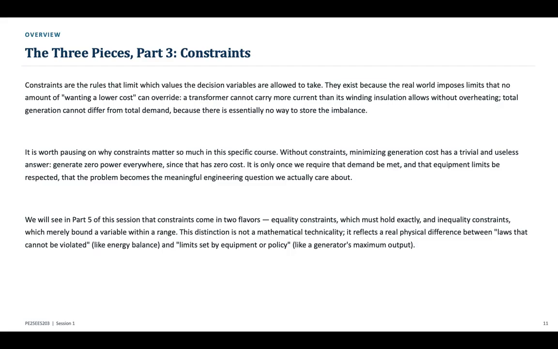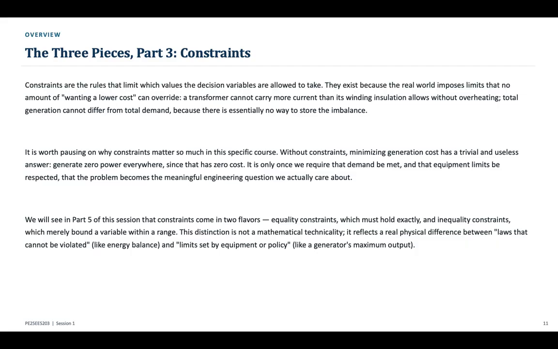So the third is the constraints. What do you mean by constraints? Constraints are the rules that bind us down, that tie us up, or limit which values the decision variables are allowed to take. You don't have complete freedom. There are some constraints which pull you back.